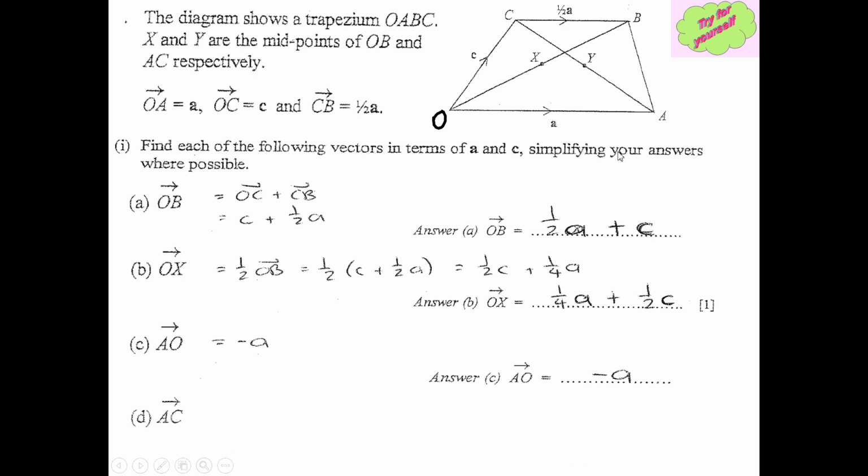Okay. AC. AC, how many different ways can we get to AC? You can go bam, bam, bam. Go back. But we don't know this one, so let's just do this one.